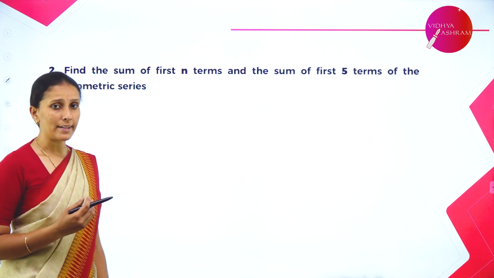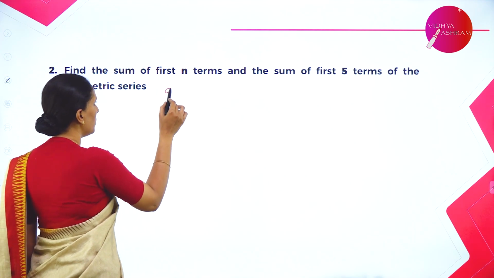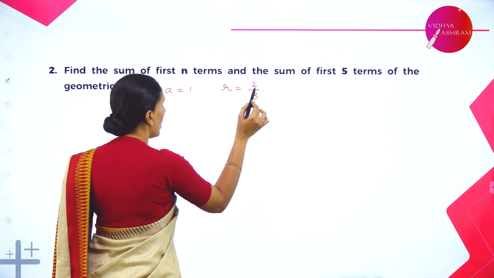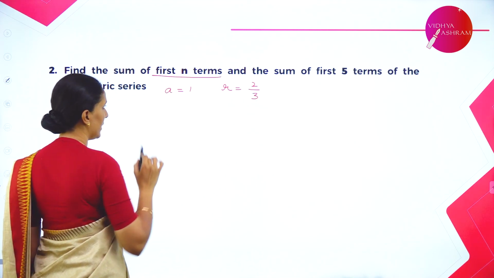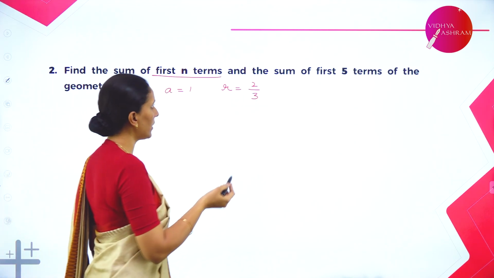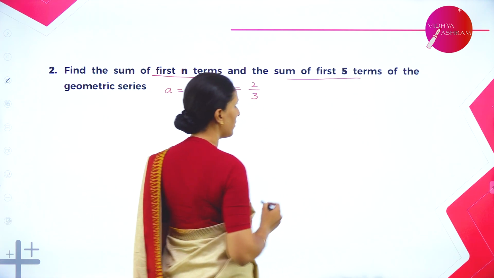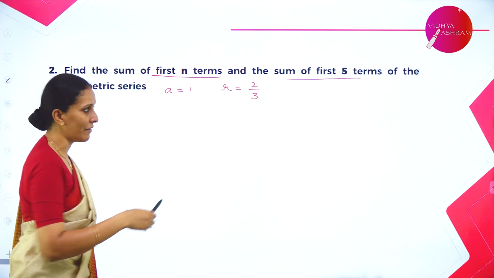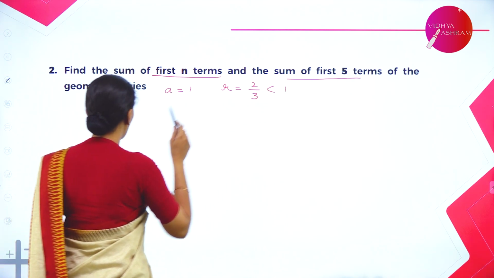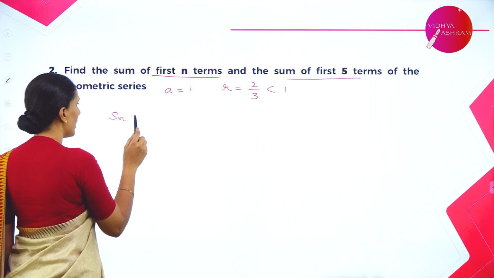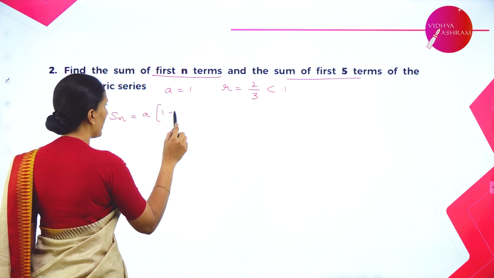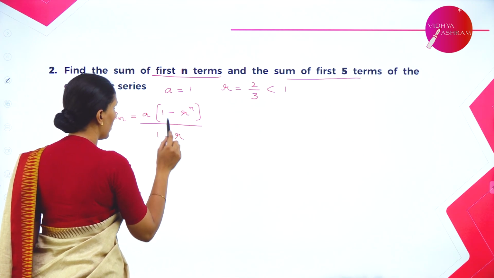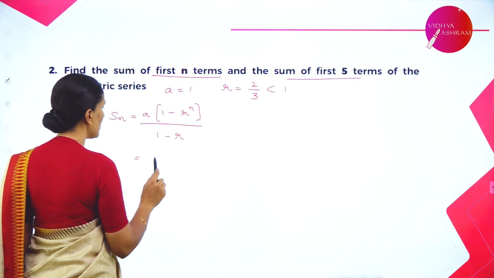Next question. Find the sum of first n terms and the first 5 terms of the geometric series. So let us take an example. a is equal to 1 and r is equal to 2 by 3 here. I need to find out the first n terms, that is just the general formula for all the terms in GP, and the sum of first 5 terms. So now I have taken an example where r is less than 1. So I need to use the formula Sn is equal to a into 1 minus r to the power n divided by 1 minus r. So I have taken the first term as 1.